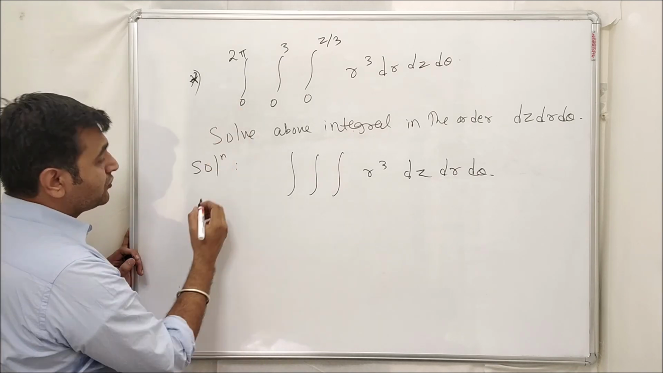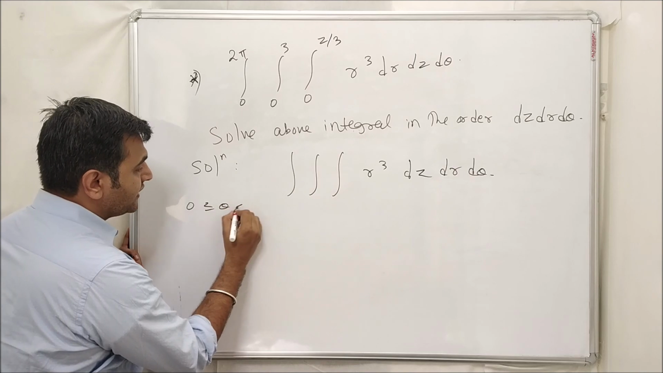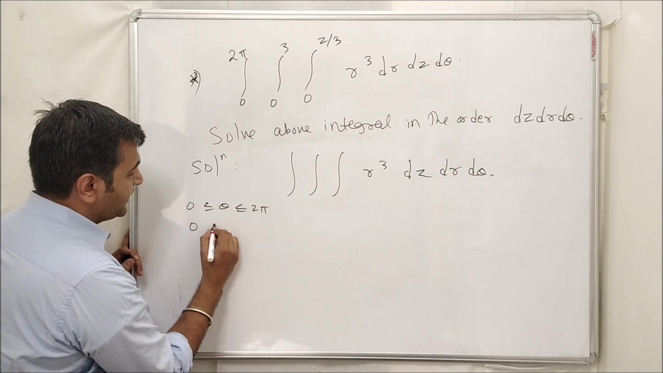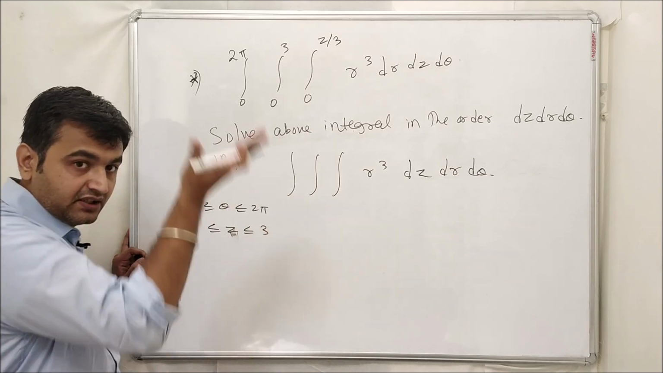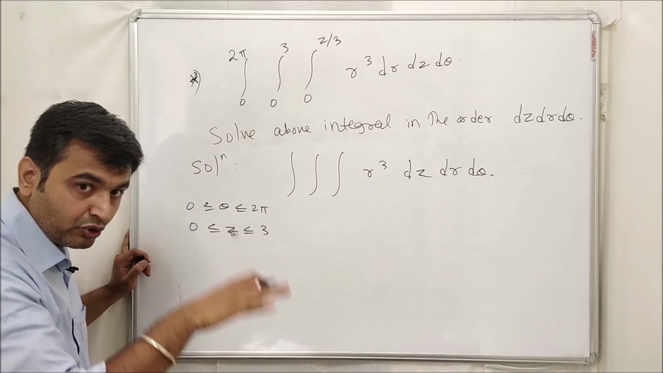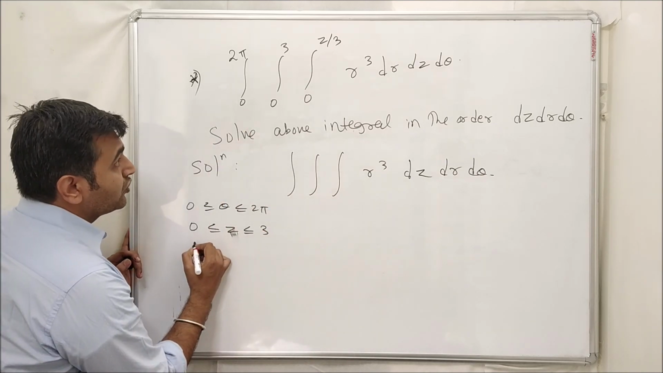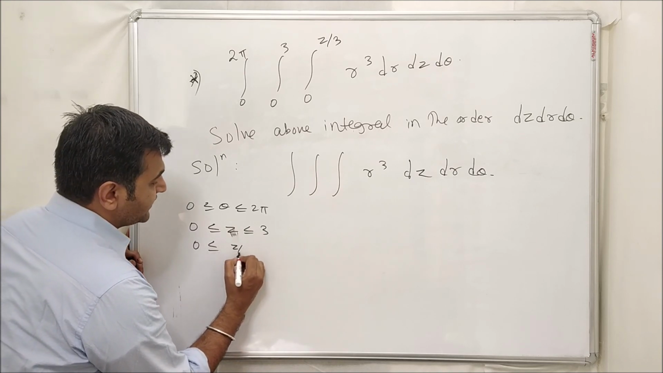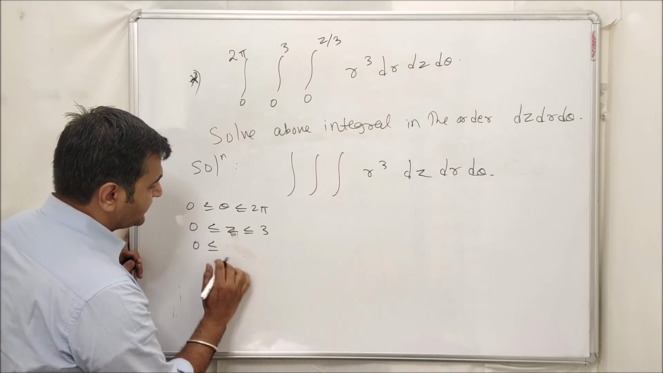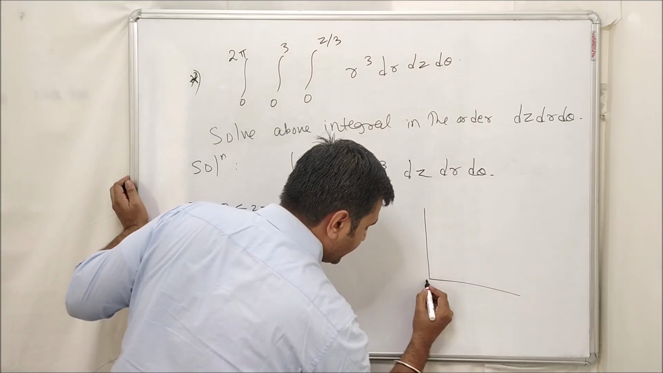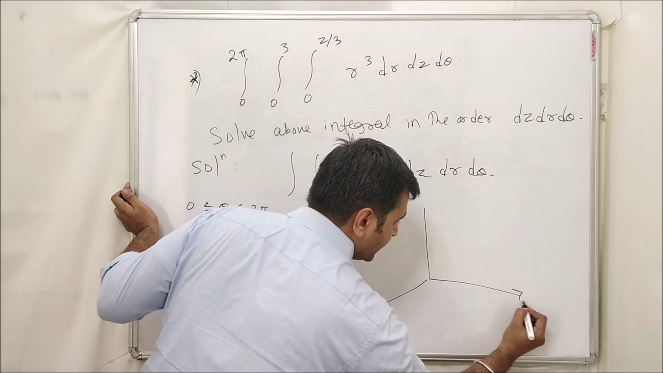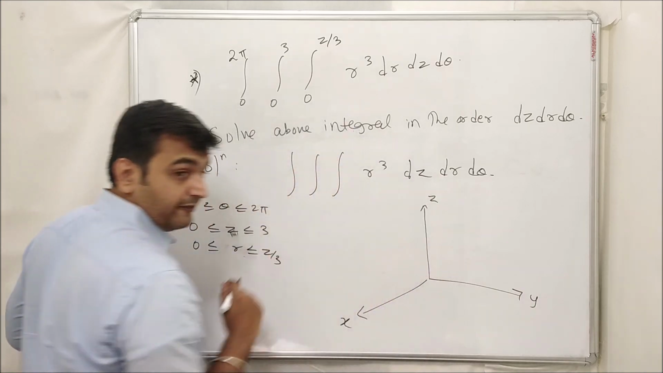We have theta from 0 to 2 pi, 0 less than or equal to theta less than or equal to 2 pi. Your z is from 0 to 3, so the height is 3 and it is in the upper part of the surface, not the bottom part. And what is your r? It starts from 0, 0 less than or equal to r less than or equal to z by 3. So you have something here in 3-dimensional space, x, y and z.